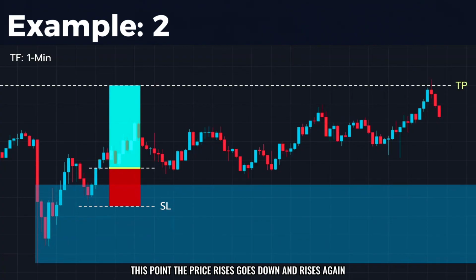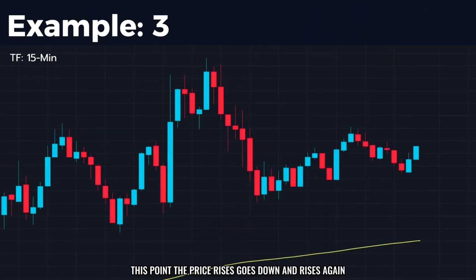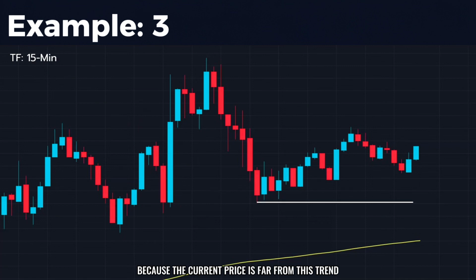At this point, the price rises, goes down, and rises again. When it makes a higher high and a higher low, we can mark the position of the point that is the target. This line is the first target, but there is another target at the low point on the left-hand side. But I don't want to draw it in this example, because the current price is far from this trend. If we wait for the price to fall and break out lower than this, there is very little chance that the price will go back. Therefore, we are at this line.